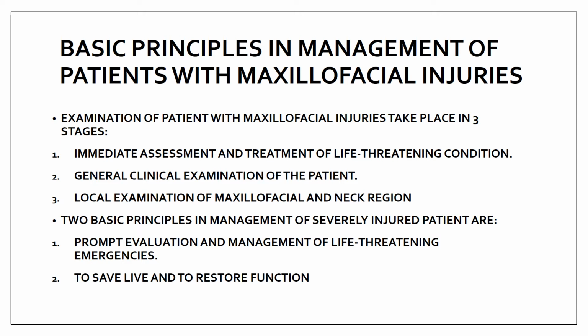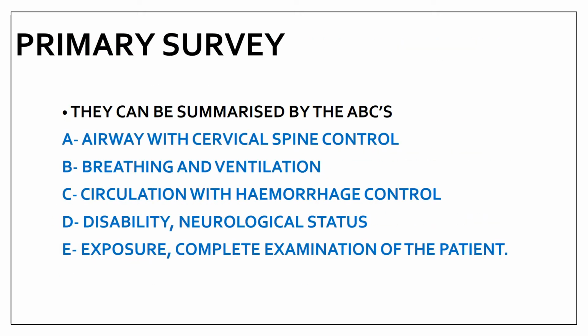Now what is this emergency management? First you do the primary survey. During the rapid primary survey, life-threatening conditions are recognized and treated without delay, and they are summarized as the ABCs. We have already studied these in general medicine. A stands for airway with cervical spine control, B is breathing, C is circulation, D is disability or neurological status, and E is exposure and complete examination of the patient. If the patient has any life-threatening problem, first you look into these ABCs.